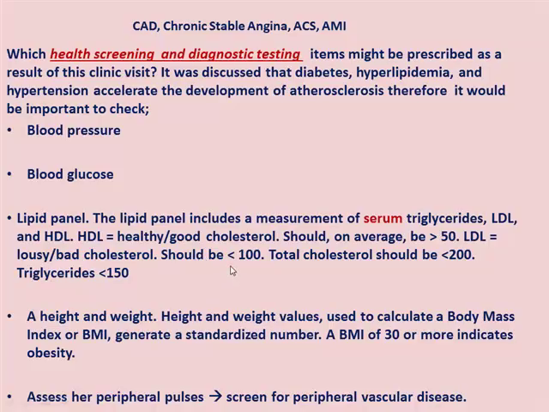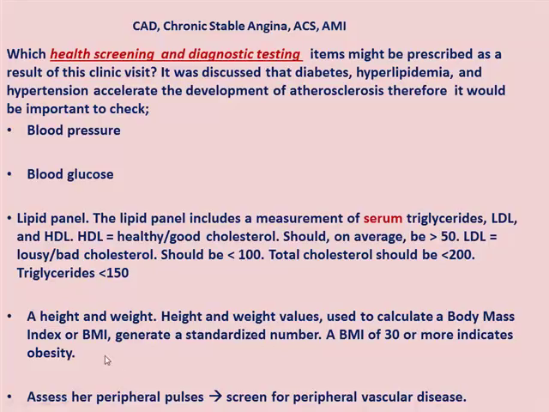Total cholesterol numbers should be less than 200, and your triglycerides should be less than 150. And I give you all these numbers for a reason, because sometimes you're not going to be asked what the normal is, but these numbers may be thrown into the question. So if you know what these values are, then you'll know where that patient is at.